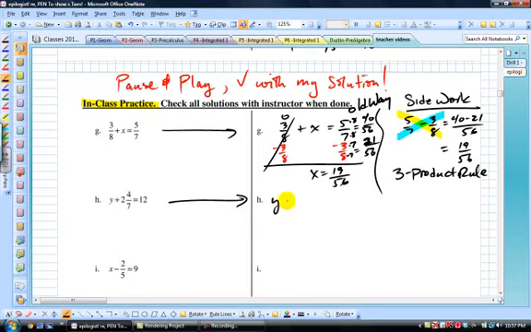Okay, we're back now, and we have y plus 2 and 4/7 is equal to 12. And you want to add the opposite here, so you want to subtract 2 and 4/7 on both sides. Okay, these opposites cancel, and you get y is equal to this.